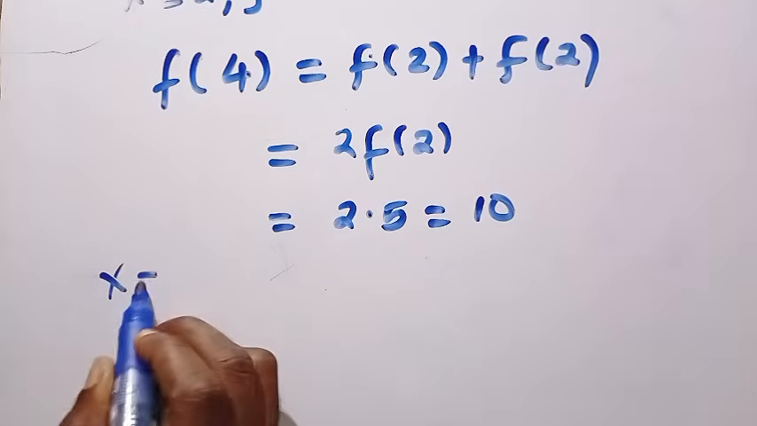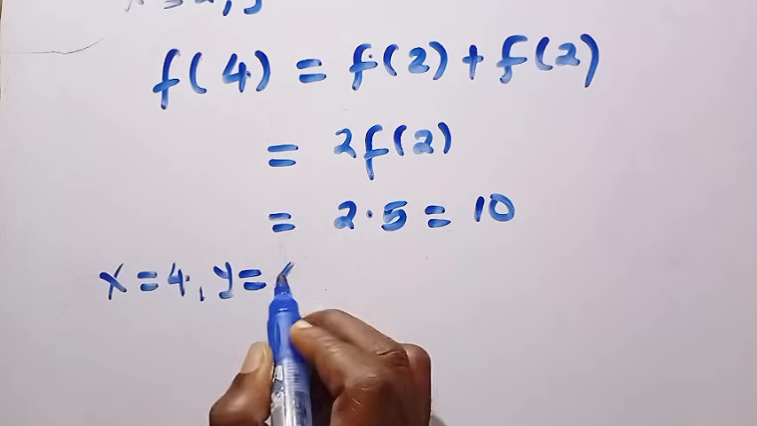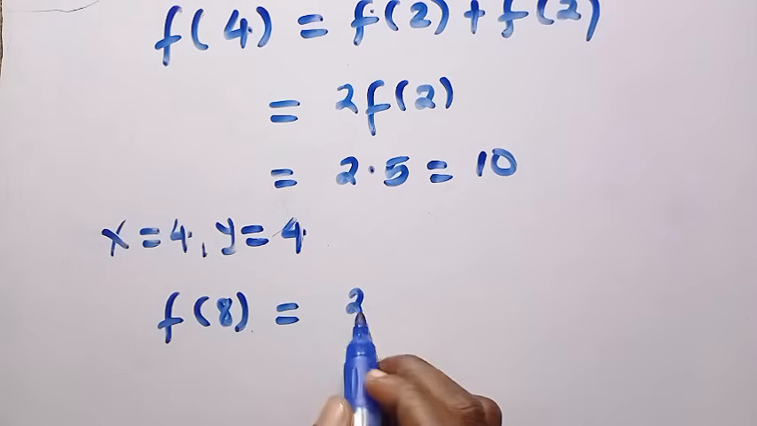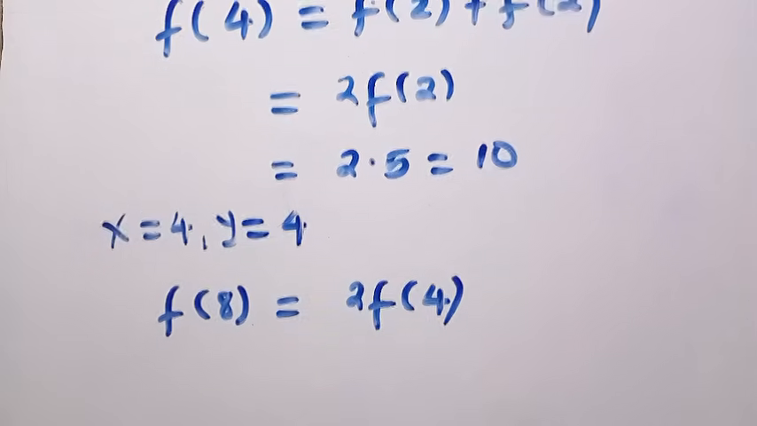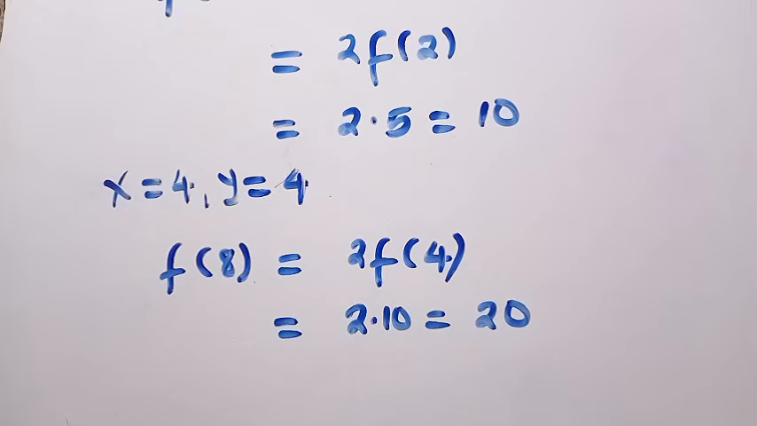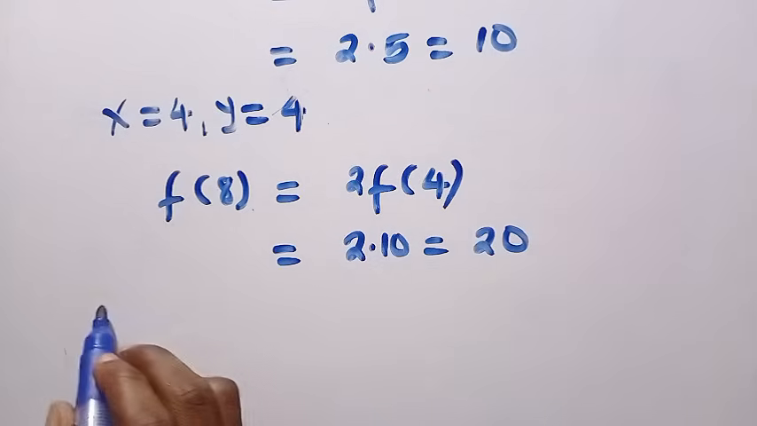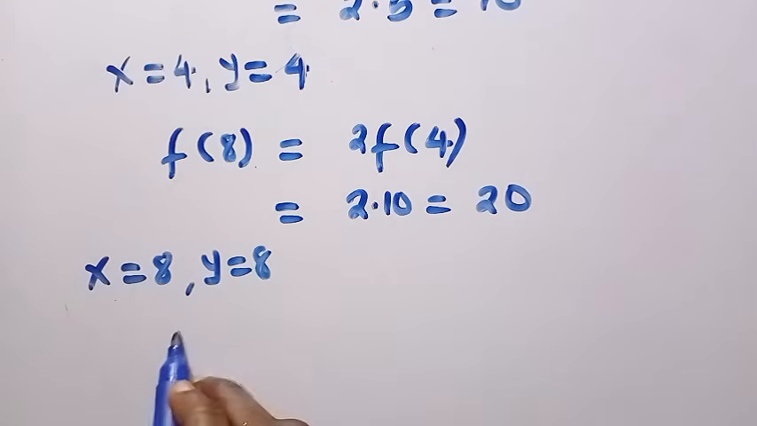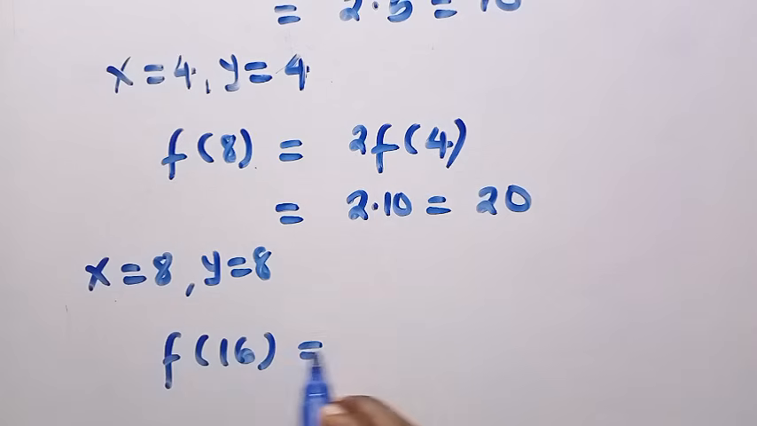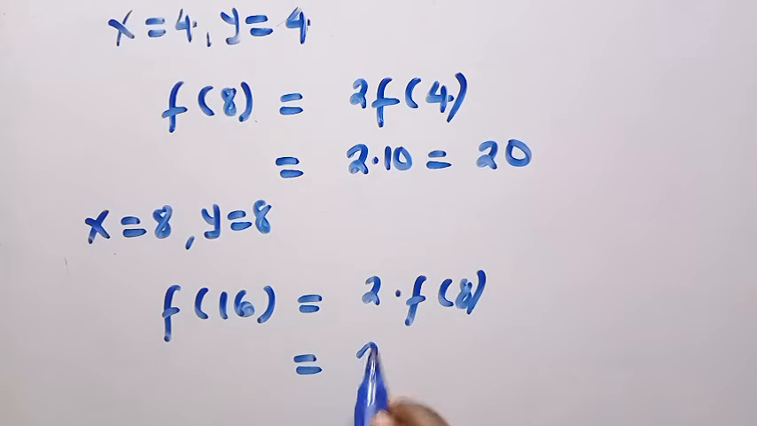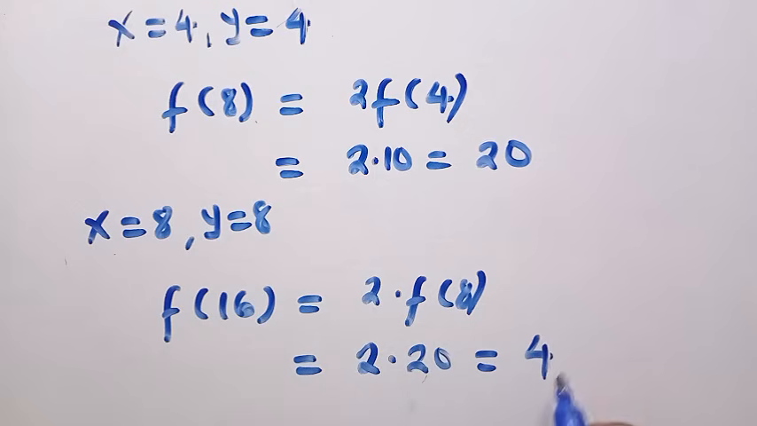Again, if I set x equal to 4 and y also equals 4, here we have f of 8 equals 2 multiplied by f of 4. By multiplying 2 by 10, we are going to have 20. And again, if I set x equal to 8 and y also equals 8, adding this together, we are going to have f of 16 equals 2 multiplied by f of 8. And f of 8 is given as 20. So here we have 2 times 20, and this gives us 40.